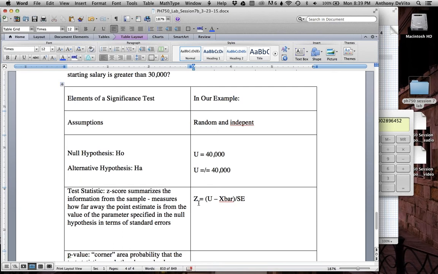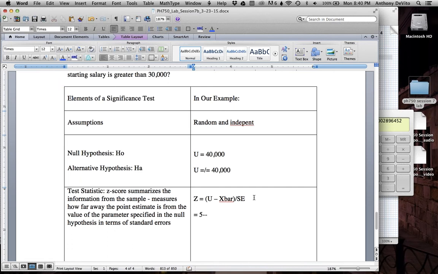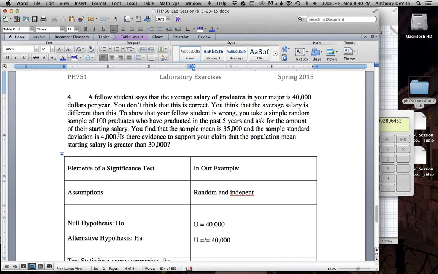Had I been working with a sample size less than 100, or less than 30, I would have called that t, equal to the difference. The number of t-scores apart is the difference between those two. So what is that equal to? That's equal to 5,000. One is 40,000, which the null hypothesis says the mean is. The alternative says our calculated mean is 35,000. So it's 5,000 divided by the standard error. Now, what's the standard error? Well, the standard deviation was 4,000, but it's a sample size of 100.